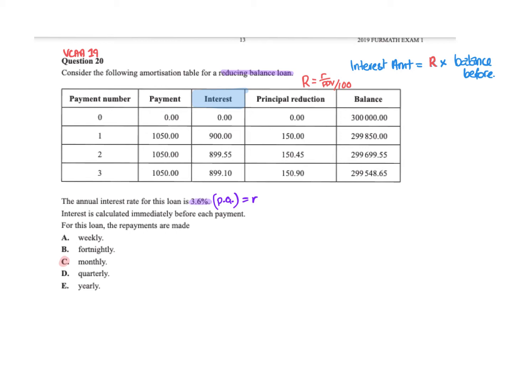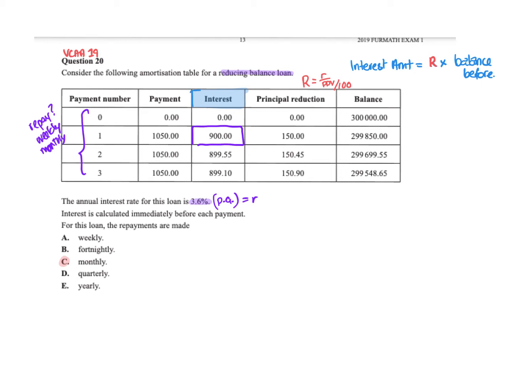So for this loan, the repayments are made... we don't know whether they want to know what these repayments are, are they weekly, are they monthly, and that we don't know because we can't see. They only told us that it was 3.6 per annum. So what I'm going to do, and this is often good to have in your book, is use this interest to find how often it's being calculated.